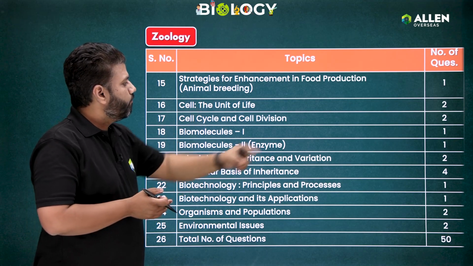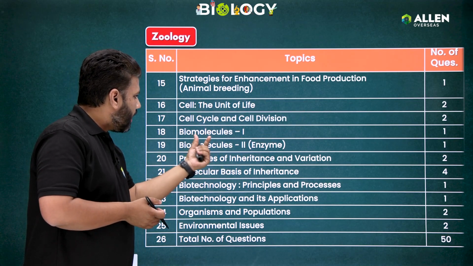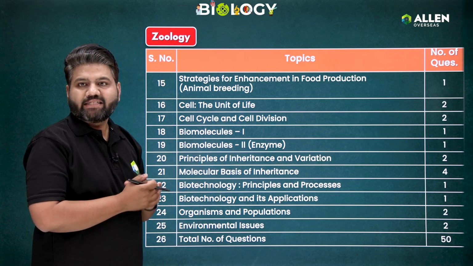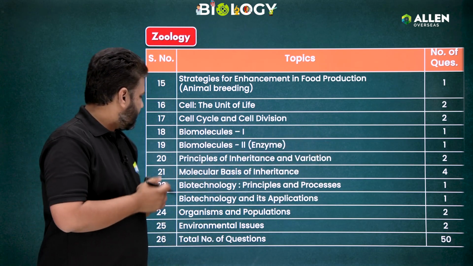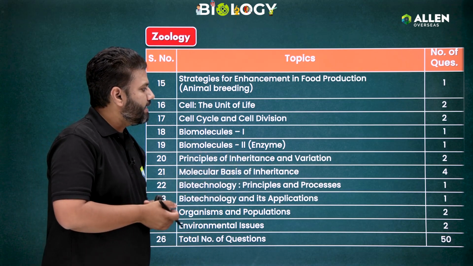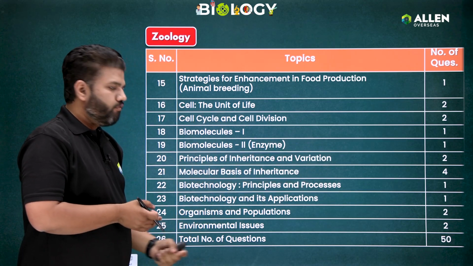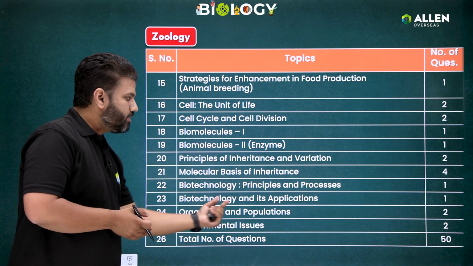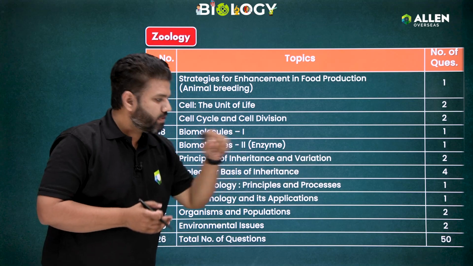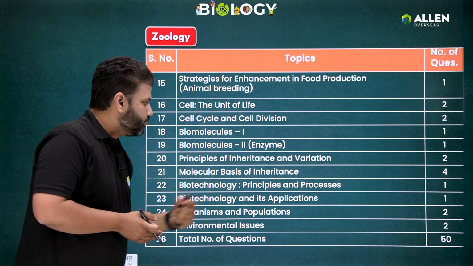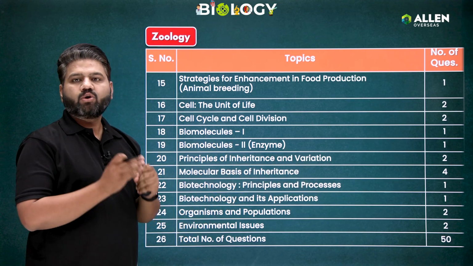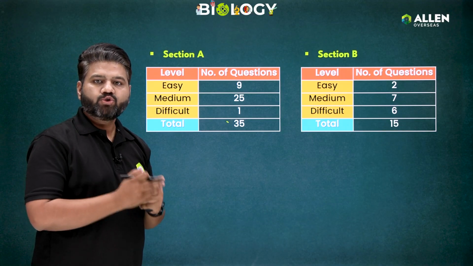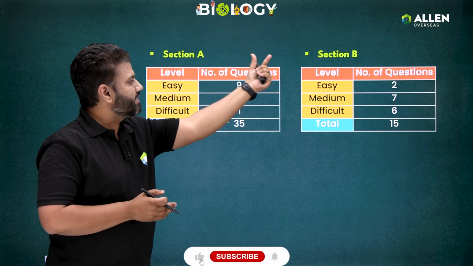From cell, 4 questions were there. From biomolecules, 2 questions. From principle of inheritance and variation, 2 questions. From molecular basis of inheritance, 4 questions. From biotechnology, 2 questions. From organism and population, 2 questions. And from environmental issues, 2 questions. Total 50 questions.